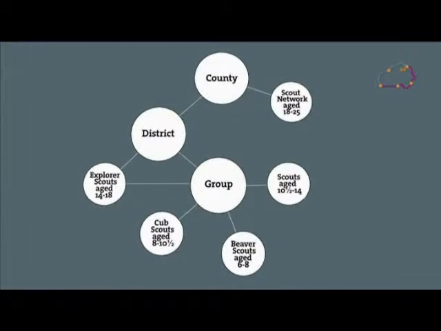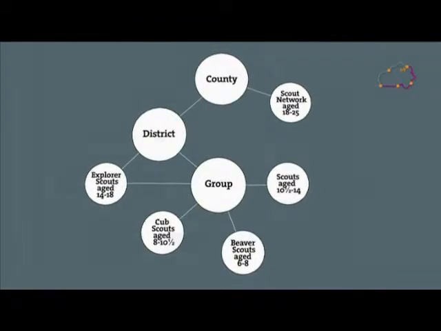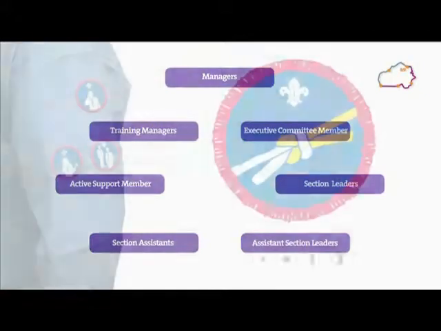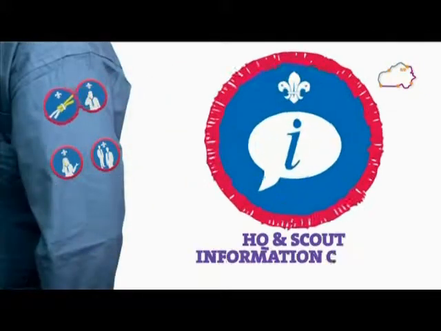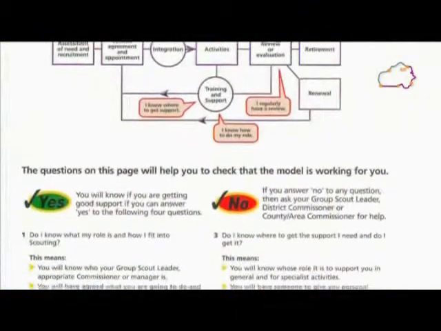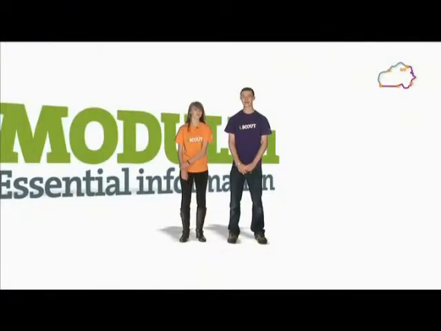In this session, we have looked at the structure of the Scout Association, the different voluntary roles that are within Scouting, the support available to you, including the Scout Information Centre and the Welcome Prompt Card. You should now have a broad understanding of where your role fits within Scouting and what support is available to you.